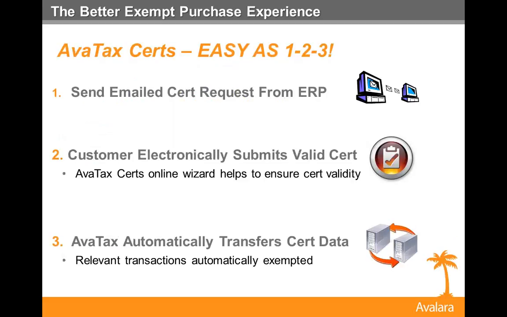So from the AvaTax Certs solution, you can send off requests directly from your ERP. Again, customers can electronically submit their certificates, and again, they use their mouse and sign it. And then you can transfer this information from the exemption certificate solution over to your tax calculation module as well. So then it turns those taxability flags on and off based on certificate information that's in the system.